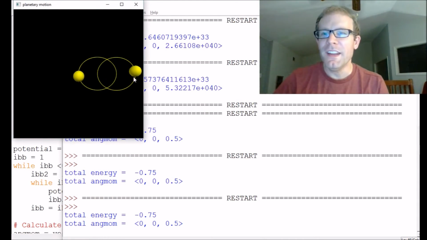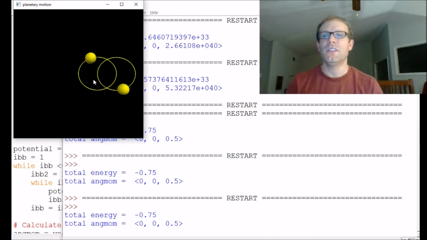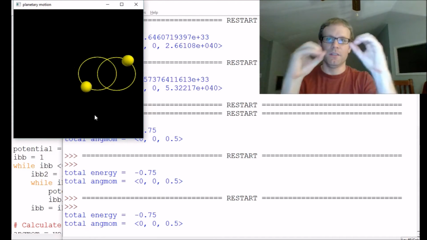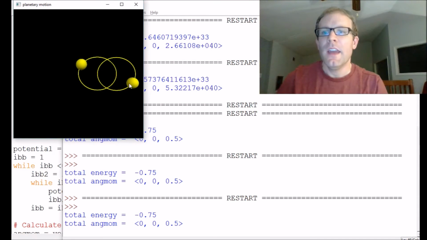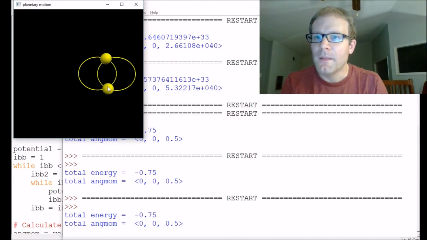So what we get is these two things. These are now equal masses, so they're exerting the same force on each other. And of course, the system's got to be symmetric, right? They're making ellipses that are the same. The two masses are symmetric, starting out with opposite velocities, and so they're going around in the same ellipses.